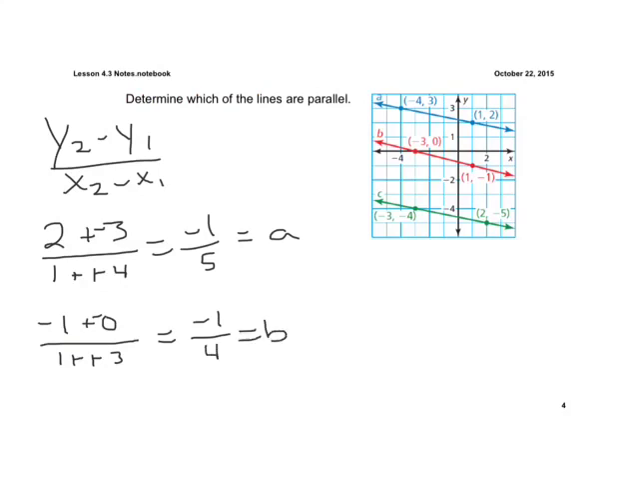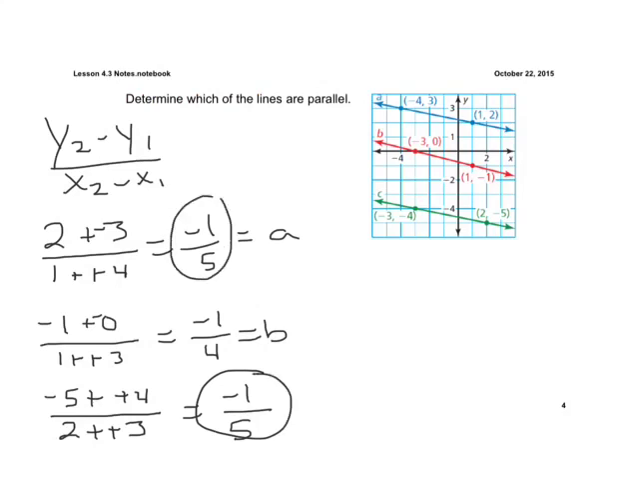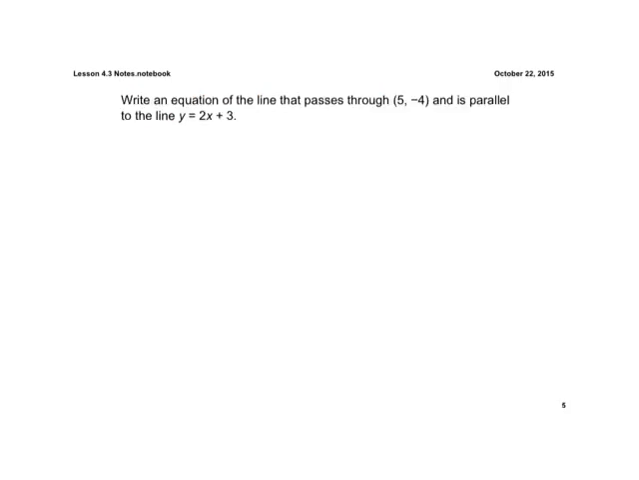Let's see if C has the same slope. So we're going to do our y2 minus y1 over x2, which is a 2, minus a negative 3. Keep, change. Negative 1, keep, change over 5. So what we see here is the slope from line C and the slope from line A are the same. So we are going to say A and C are parallel. Parallel lines have the same slope.